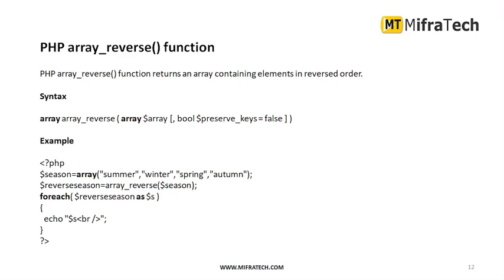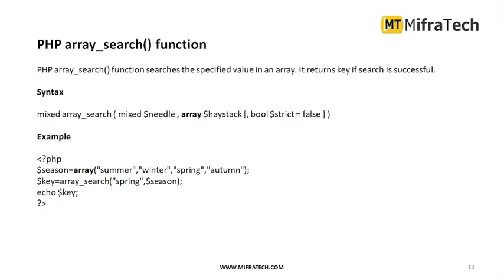Syntax: array_reverse(array $array, bool $preserve_keys = false). Example: season is equal to array summer, winter, spring, autumn. Reverse season is equal to array_reverse of the season variable we have given. For each reverse season as S, echo S break. It will reverse the array.